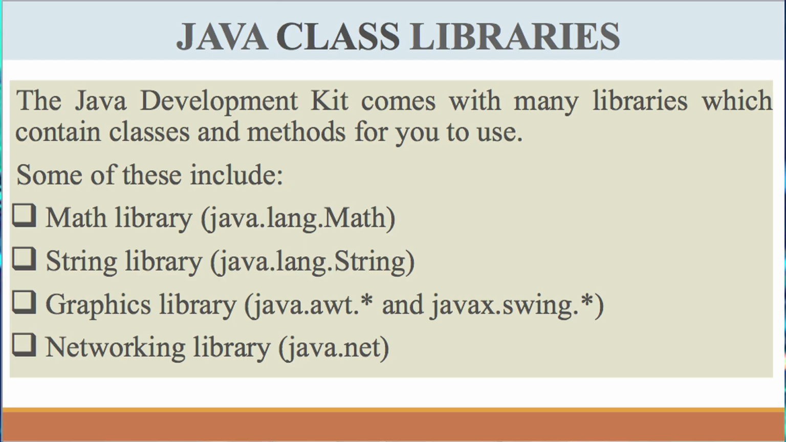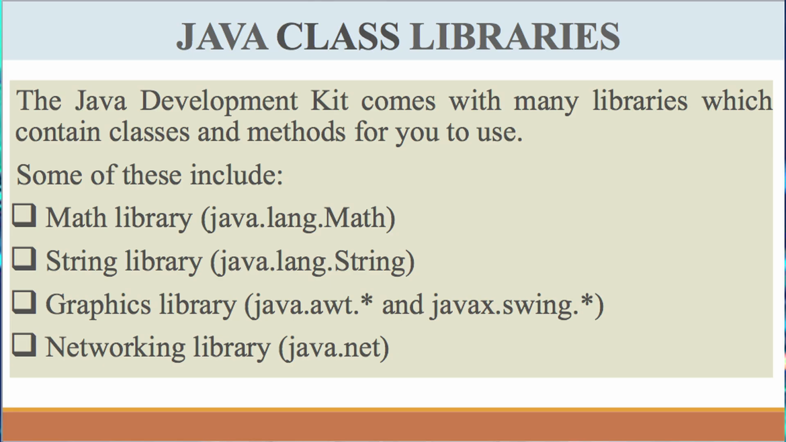You can see here some example libraries. For math we have java.lang.math, and for string operations we have java.lang.string. For the graphical library we have java.awt.*, where the asterisk means all the functions inside AWT, and javax.swing.*. This wildcard character means all the classes, functions and methods inside the swing package. And java.net.* also. So these are the Java class libraries.